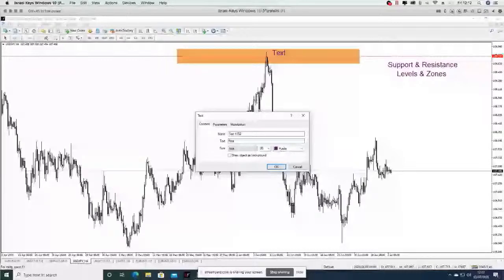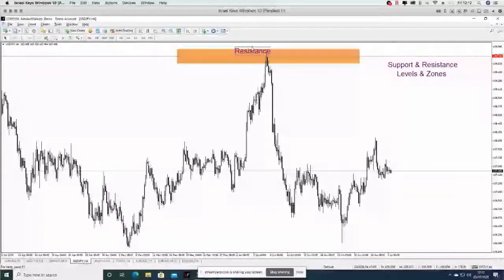It is called resistance because it resisted the upward motion of price. In essence, price is trying to get higher. Think of it as a ceiling. Price is trying to jump, and it keeps telling it you can't go any further. No further, no further, no further.